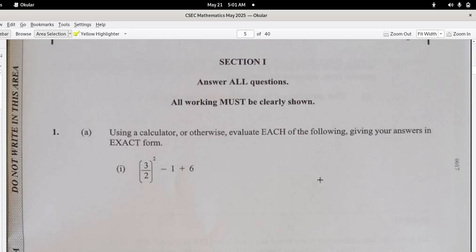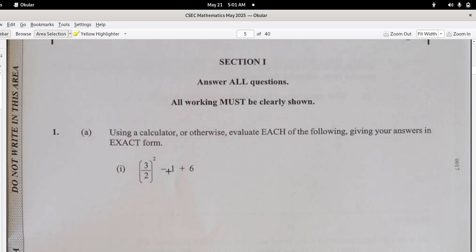CSEC Mathematics, May 2025. Question 1A. Using a calculator or otherwise, evaluate each of the following, giving your answers in exact form.